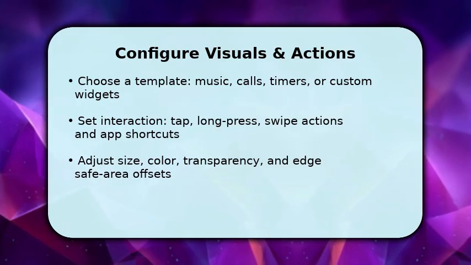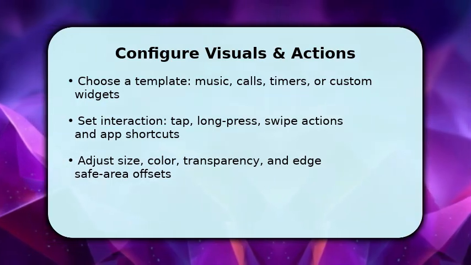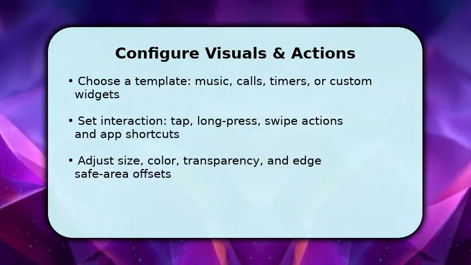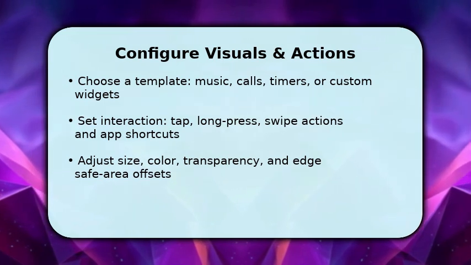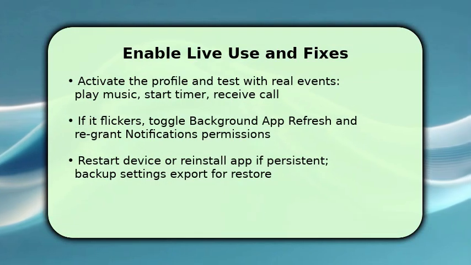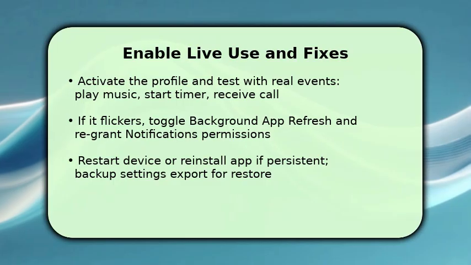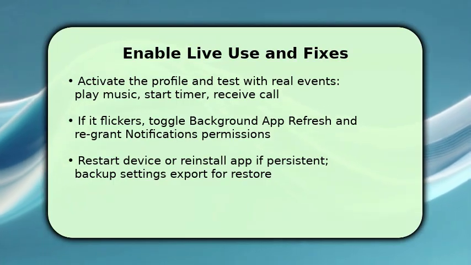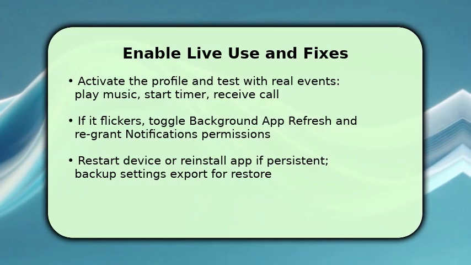Make sure to preview each change in the app simulator and save a named profile so you can quickly switch settings. Finish by activating your saved profile and testing with real events. Play music, start a timer, or trigger a call to confirm animations and interactions.